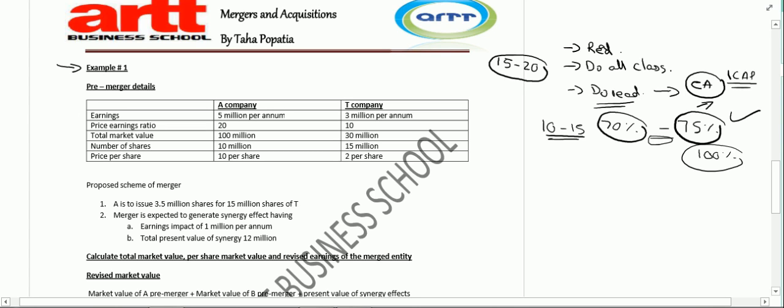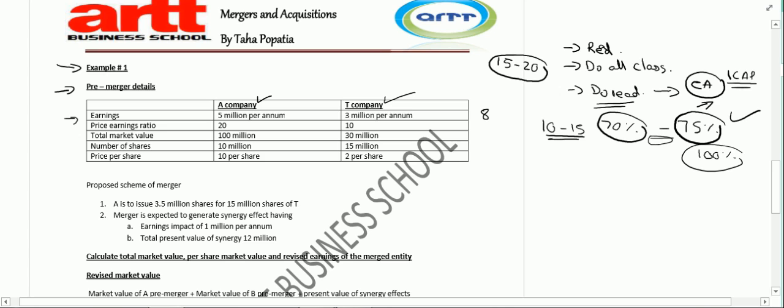Let's see example number 1. The example number 1 is that there are certain pre-merger details. Pre-merger means before merger. The details are as follows. There is a company called A and a company called T. Earnings: before merger, A was earning 5 million per annum, whereas T was earning 3 million per annum. Therefore, before merger, the total earnings of A and T were 8 million.